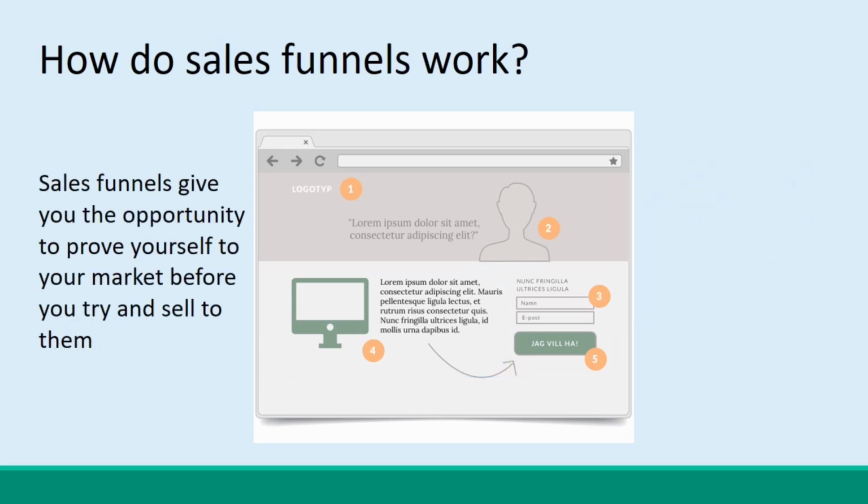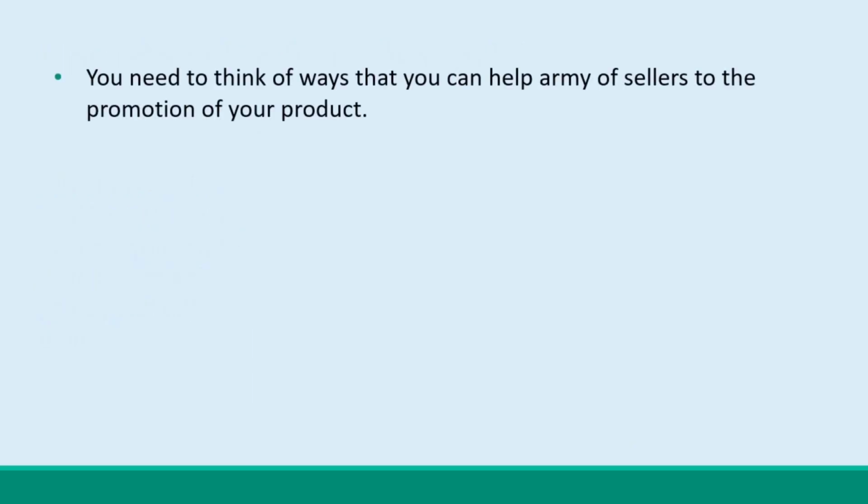Sales funnels work wonders because they give you the opportunity to prove yourself to your market before you try and sell to them. They will have the opportunity to see what kind of value you're capable of providing, and they'll have experience of buying from you before they have to part with any large quantities of money. But when you create a product launch and you sell something through affiliates, you need to stop thinking about just yourself. You need to think about how you can help your army of sellers to have even more luck promoting your item. That will benefit them, and what benefits them benefits you.